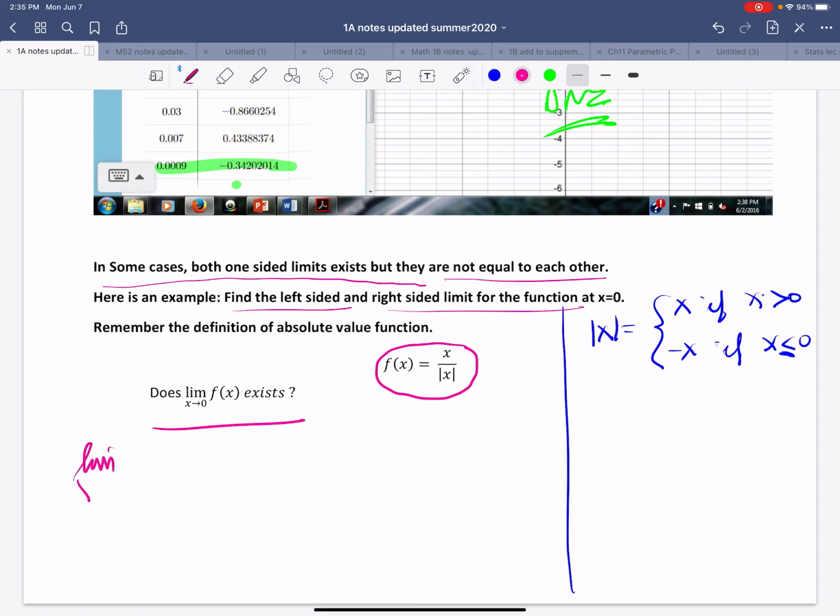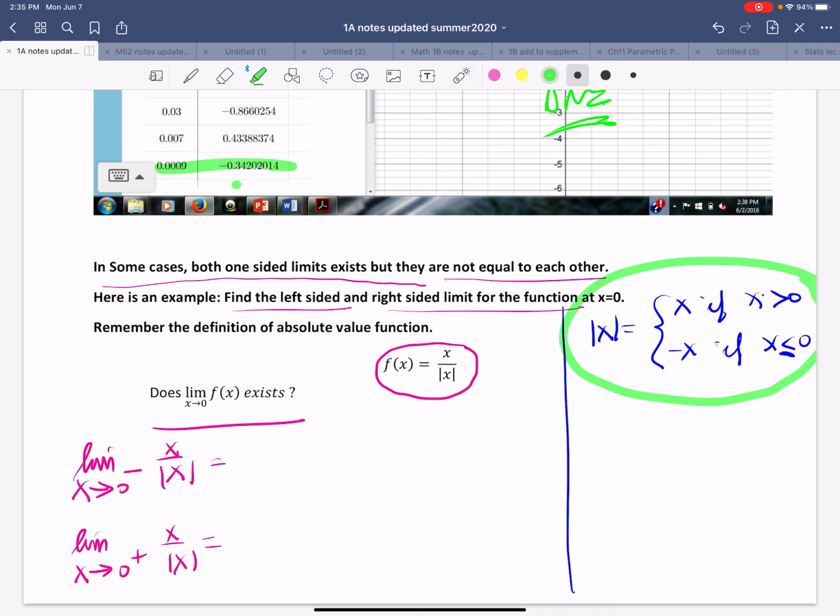Let's go ahead and evaluate the limit as x approaches 0 from the left-hand side and the limit as x approaches 0 from the right-hand side, and see what is happening here. So as I'm approaching 0 from the right-hand side, the definition of absolute value function, keep in mind, absolute value of x is equal to x if x is greater than 0. It's opposite of x if x is less than or equal to 0.